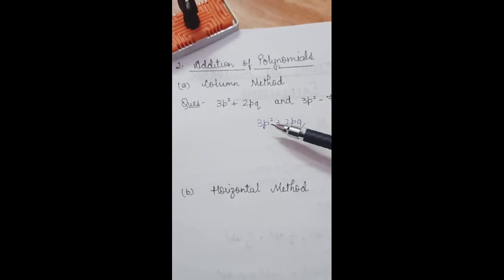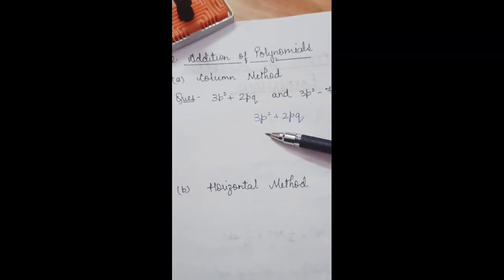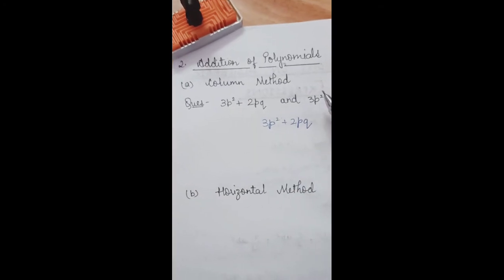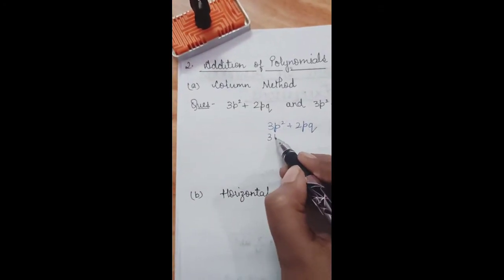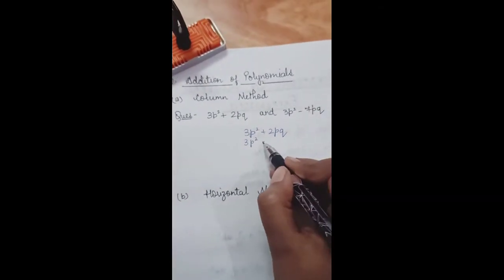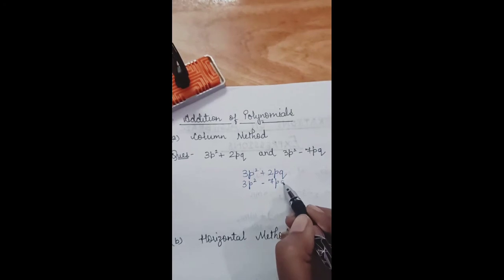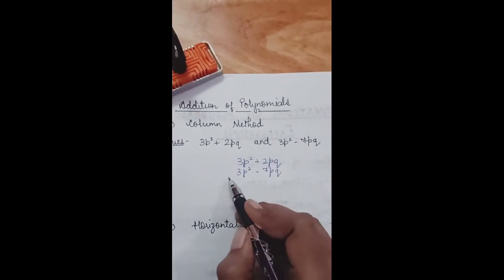Now under it we place the like terms in the same column. Here we have p square, here we have p square. So we write this 3p square under this, and we write minus 7pq here. Now we add.